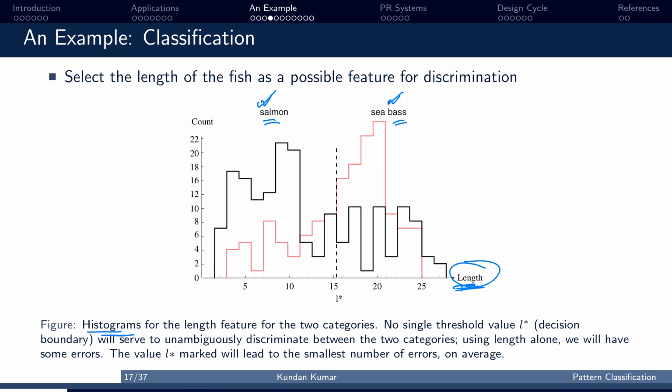So if we put a threshold somewhere, suppose here, and suppose L star is the threshold, then a length value less than L star will count the fish as salmon. Otherwise it will tell us that the fish is sea bass. But you can observe here, using this distribution, that some sea bass are on the side of salmon.